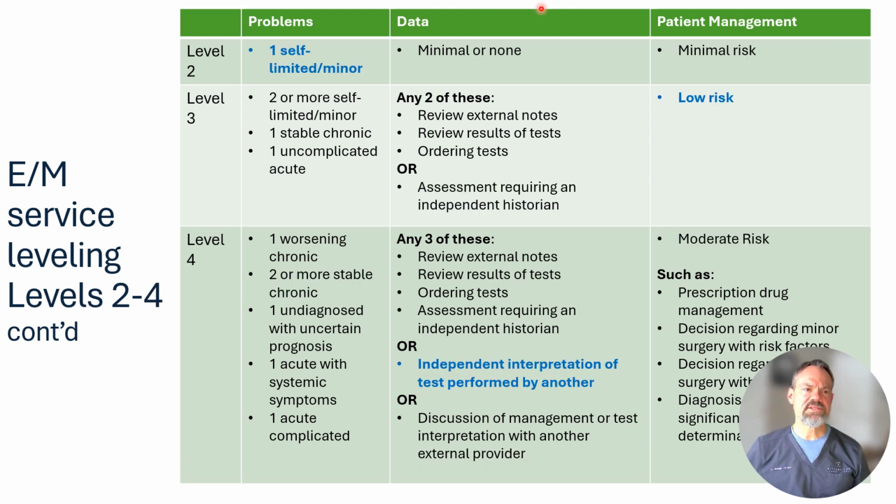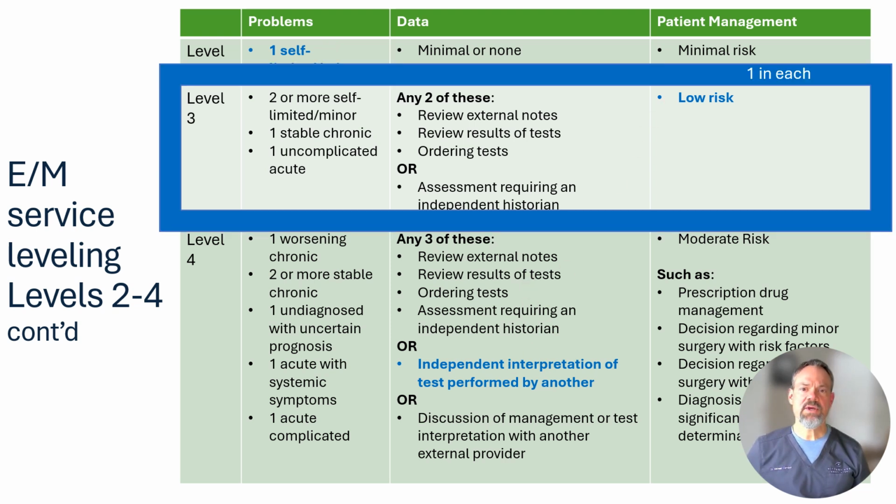And in this final example, we've met a level 2 here, a level 4 here, and a level 3 here. So that is 1 in each level. So how do we code it? We code it as a level 3 because we have 1 in each.